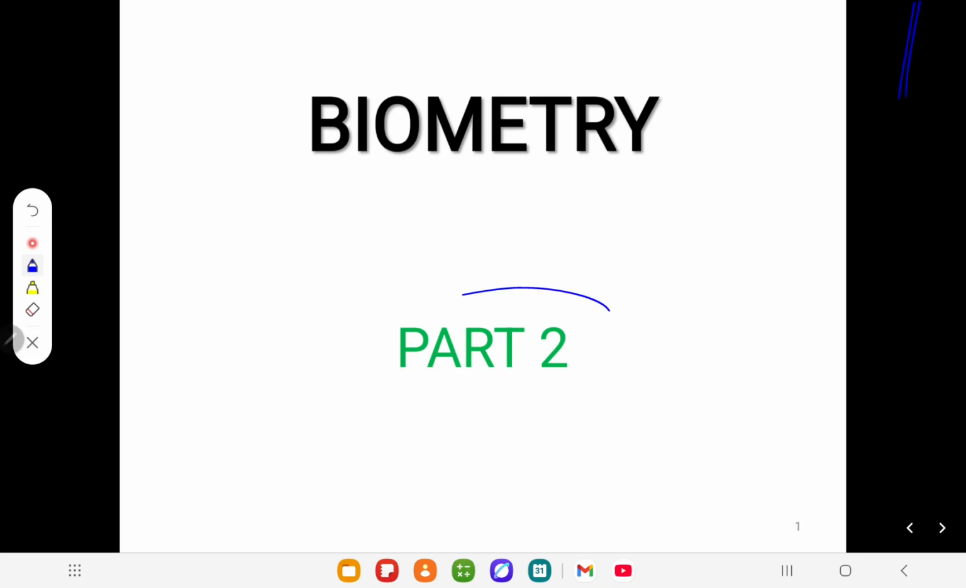Let's start part two of biometry. In this part two, I am going to talk about basically formulas and how we are going to use these formulas. Okay.